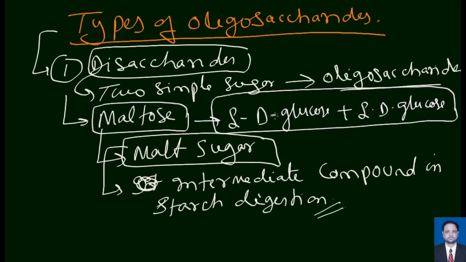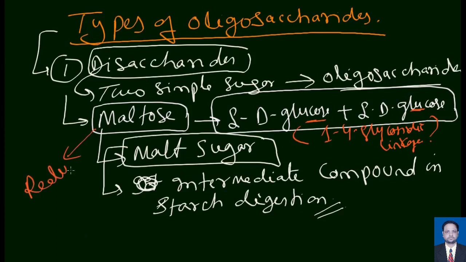So as we know, we apply the same logic: this compound so formed is also joined by a 1,4 glycosidic linkage, because both are glucose molecules. Got it? If there is fructose, then we can call them something else. And these are reducing sugars.